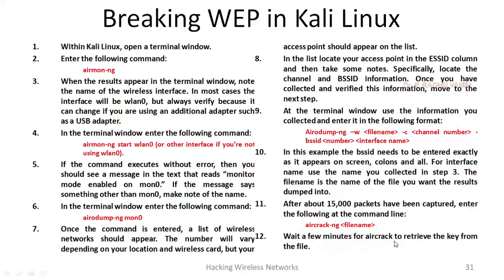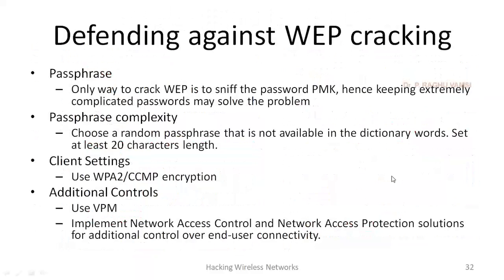Wait a few minutes for aircrack to retrieve the key from the file. Then it will show you on the screen in hexadecimal form that this is the password or the passphrase retrieved. Then you need to convert the hexadecimal form to normal text to get the passphrase. These are the things you are supposed to follow to break Wired Equivalent Privacy passphrases.